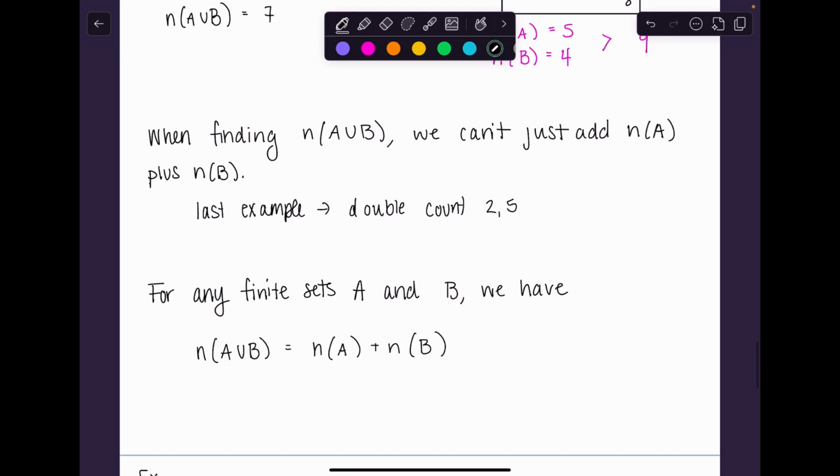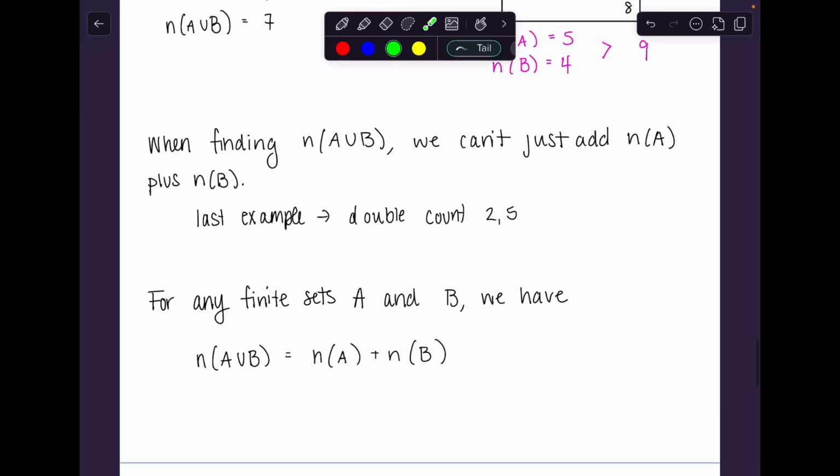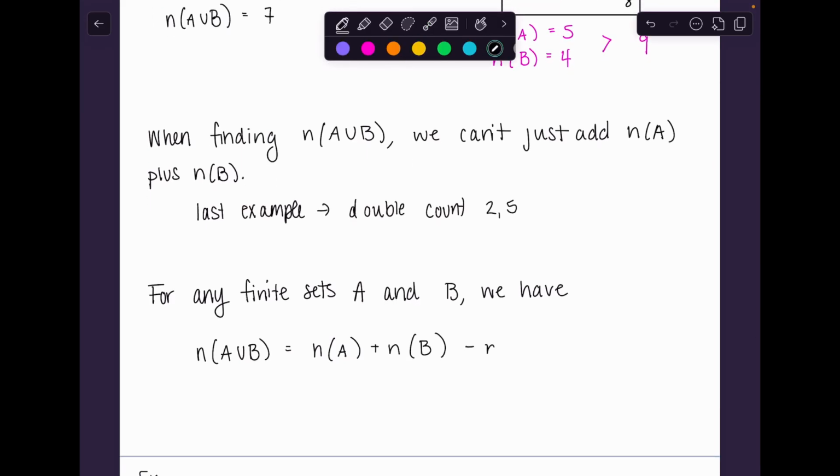But what I need to do is take into account that I'm double counting the middle, which is the intersection. So I have to subtract the number of elements in A intersect B. Okay? So this is really helpful, again, in probability.